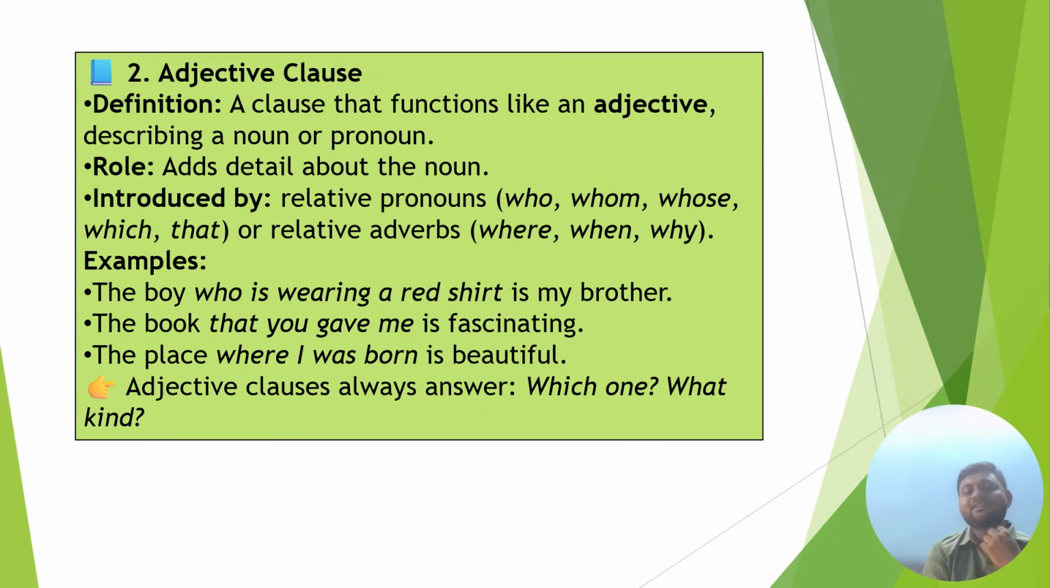In this sentence, we talk about the place. The person talks about the place where he was born and describes that place as beautiful. So this is how an adjective clause works. We should keep a mental note that an adjective clause always answers questions such as which one or of what kind. So, by these examples, I hope that adjective clause is clear.